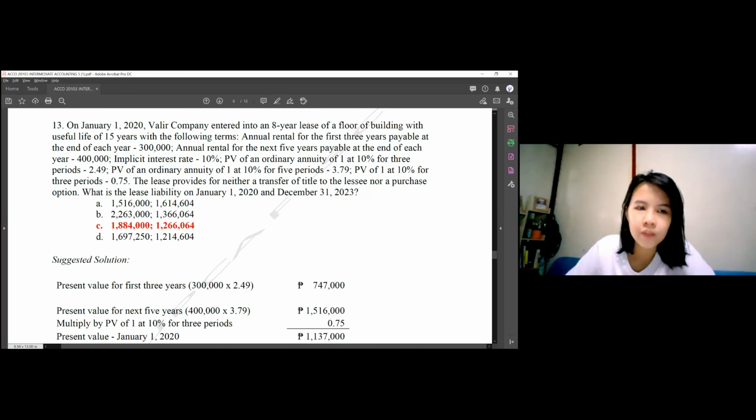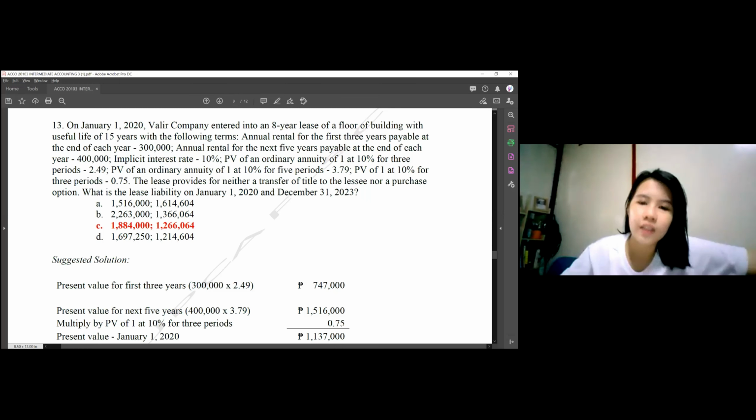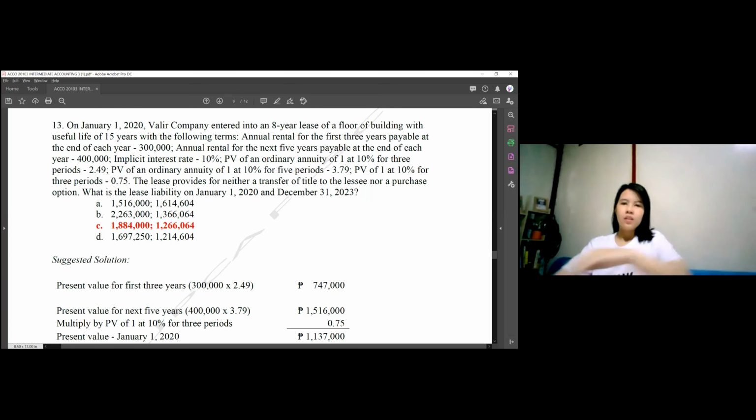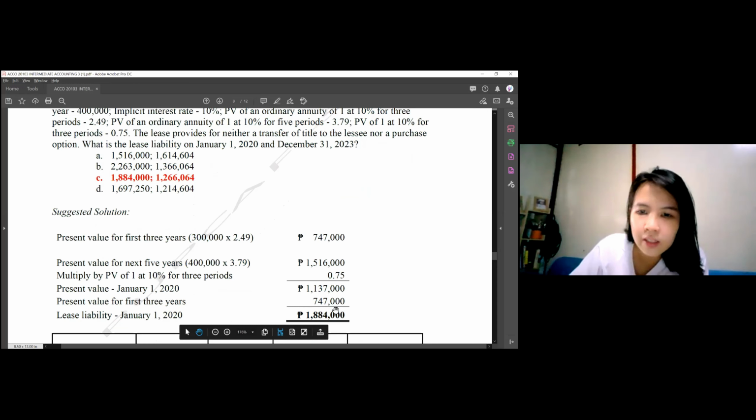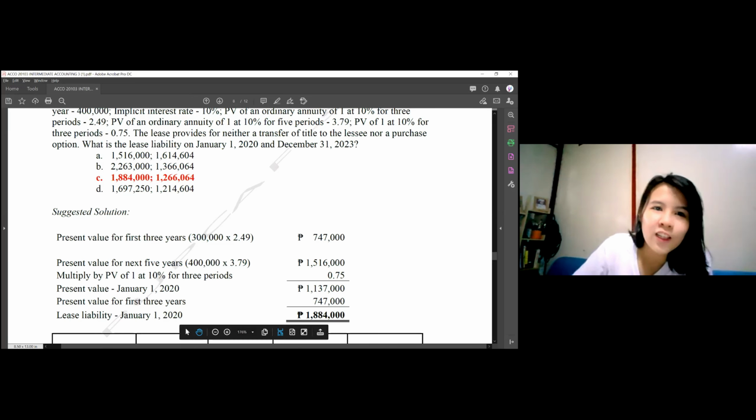1,137,000. So, present value for the first 3 years is 747,000 plus yung another 5 years after that 3 years is 1.1 million. So, add lang natin and we'll get 1,884,000. So, halata na agad na siyang sagot, pero let's solve again the lease liability as of December 31, 2023.